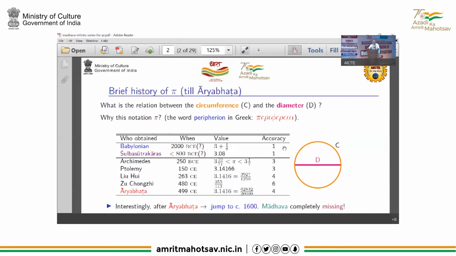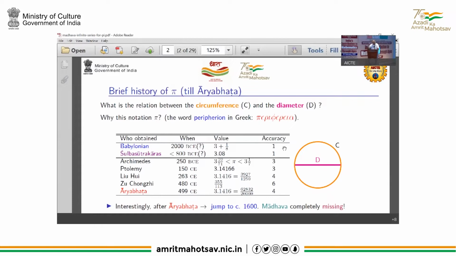So that apart, if you just see the history, before Aryabhata, it starts with Babylonian, and then we have a few other things I have left out. Then we have Sulvakaras, and the table tells you the kind of accuracies to which it has been determined. Aryabhata in the 5th century gives a value which is correct to 4 decimal places. But in the books which narrate the evolution of pi, in fact, there are several books which have been authored, and pi is described as the most mysterious number also.